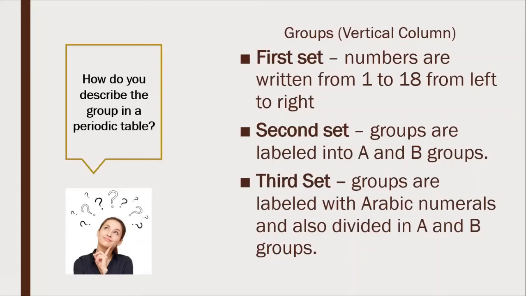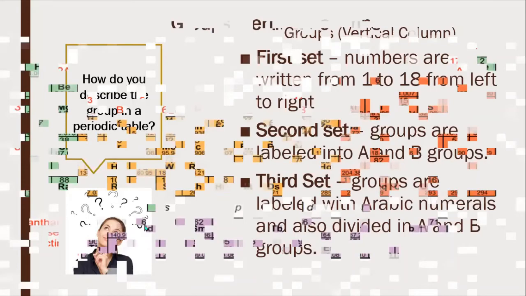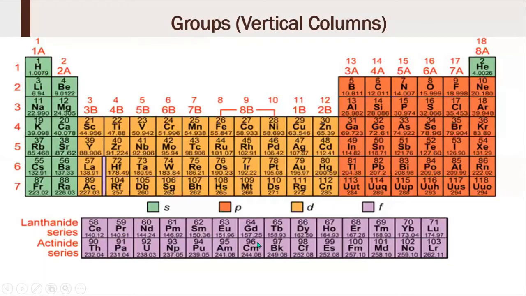Okay, ito po yung pinaka-sample natin. As I said kanina, in the first set, we have 18 numbers from left to right. Yan po yan hanggang dito. Remember, if you are locating an element by groups, pababa naman po siya. If this is our period, ito naman by group, pababa. So yan po yun.